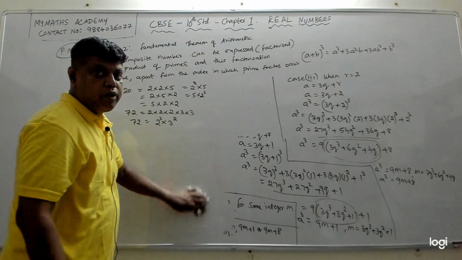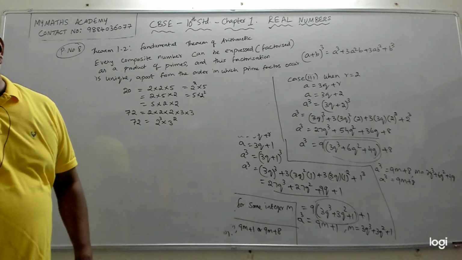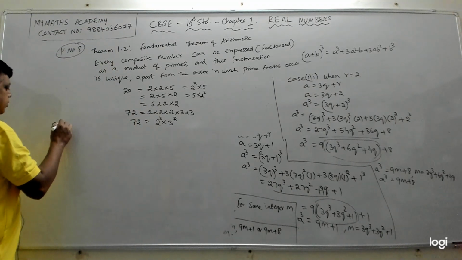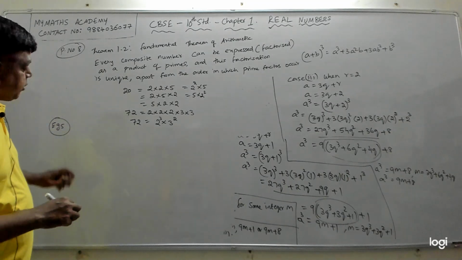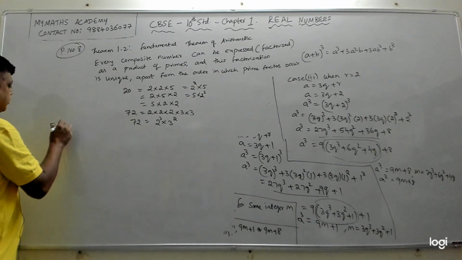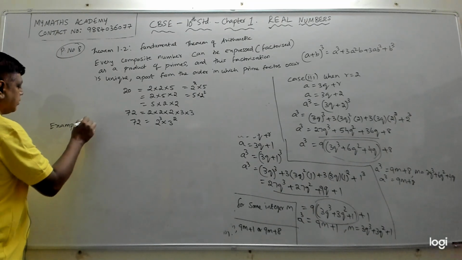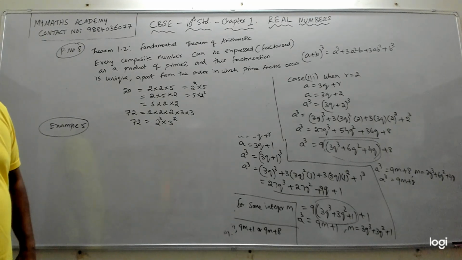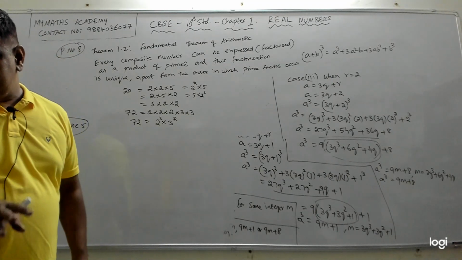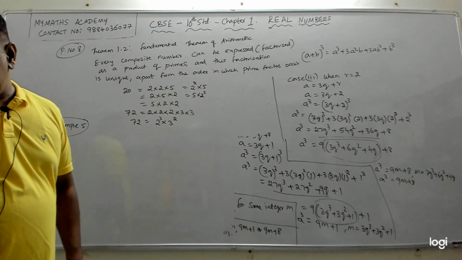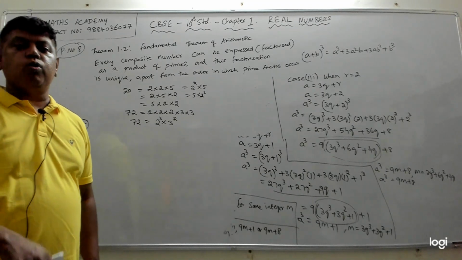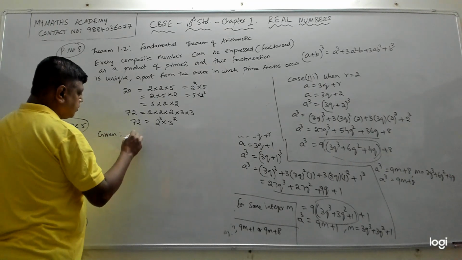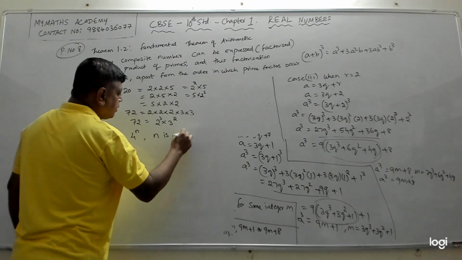So now let's go to the next section, which is Example 5. So what does Example 5 say? Page number 9 in your textbook. What it says is: consider the numbers 4 power n, where n is a natural number. Check whether there is any value of n for which 4 power n ends with the digit 0. Right? So what is given is 4 power n, where n is a natural number.